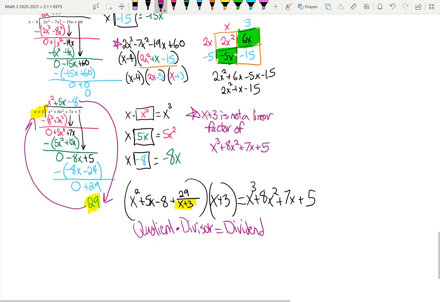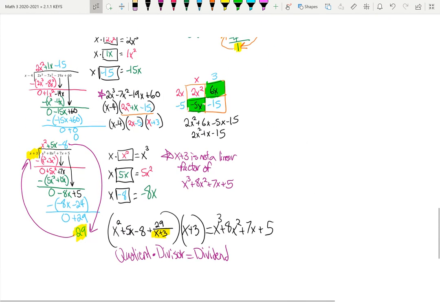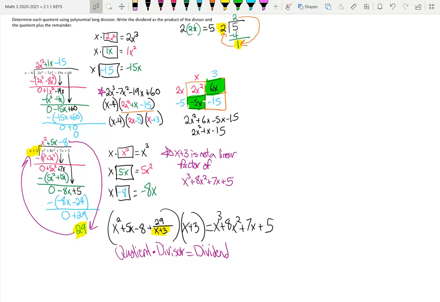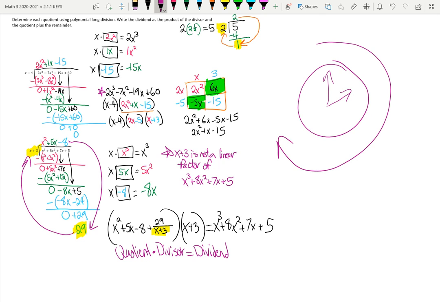I wanted to do one problem with a remainder and one problem without a remainder. And just remember, all around the world, and think, what way does a clock tick? Clockwise. That's how I do it. That's it for now.